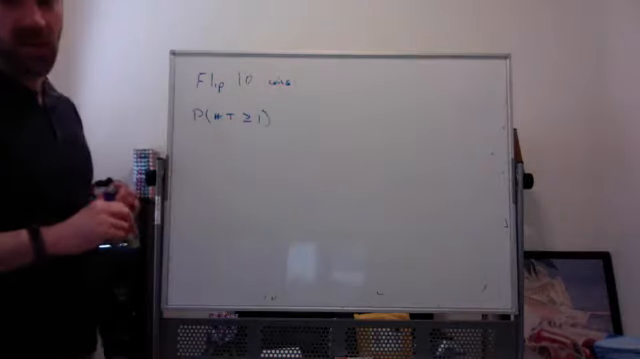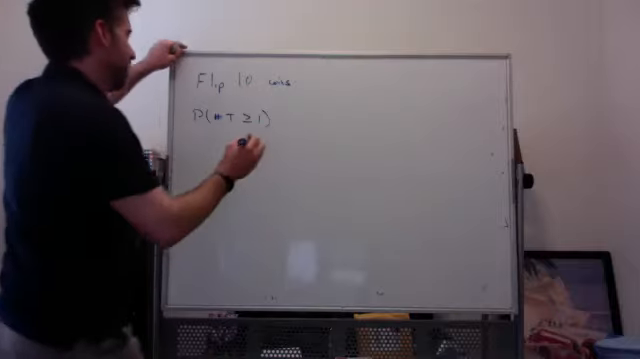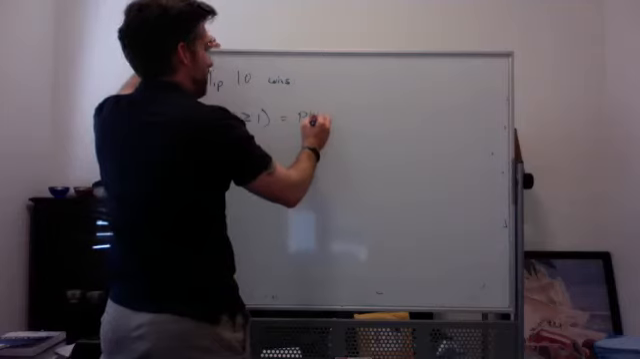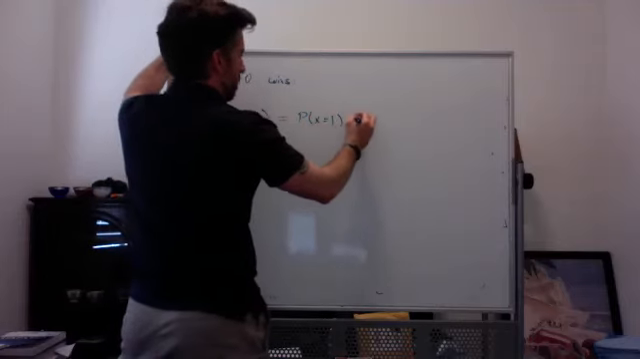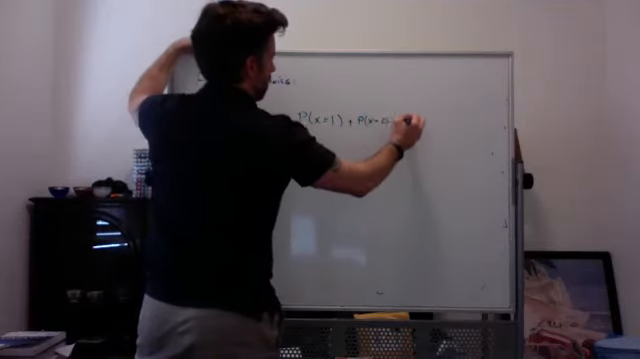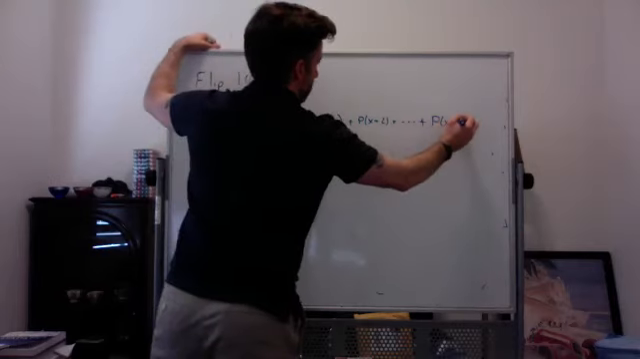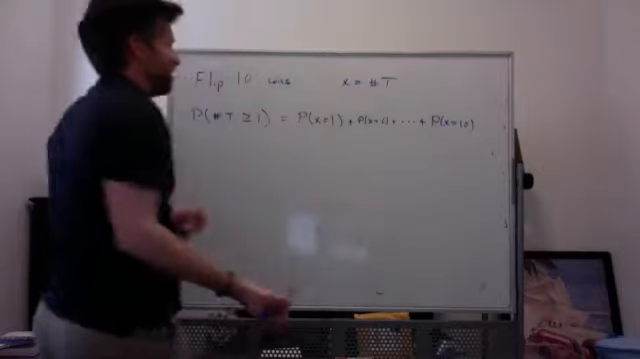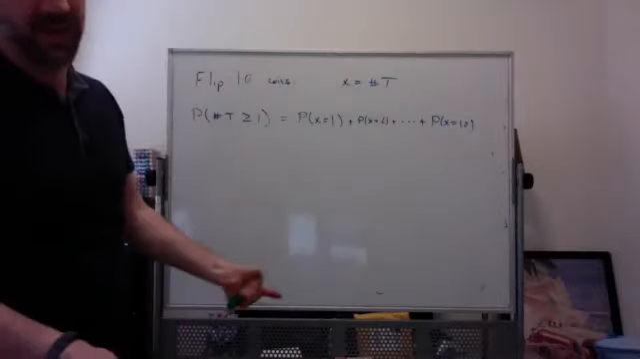And calculating that the long way would be terrible, right? First of all, you have to find all the things and say, okay, it's the probability that x is equal to 1 plus the probability that x is equal to 2 plus all the way to the probability that x is equal to 10, where x is the number of tails. And that's not fun. I don't want to calculate all that.